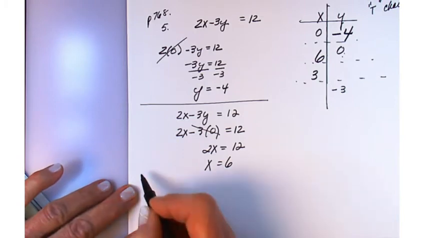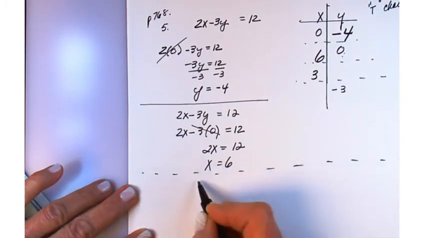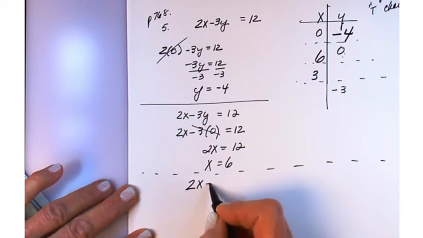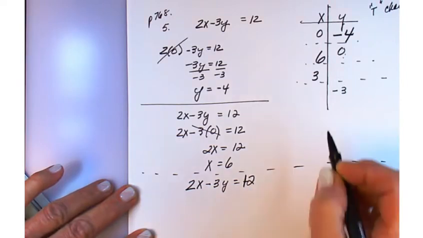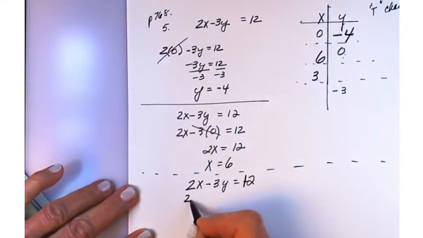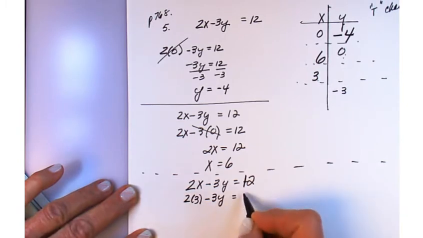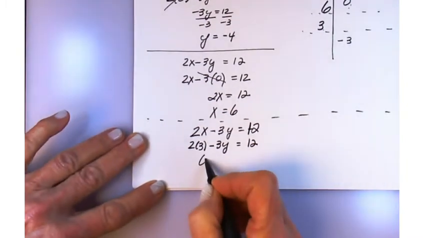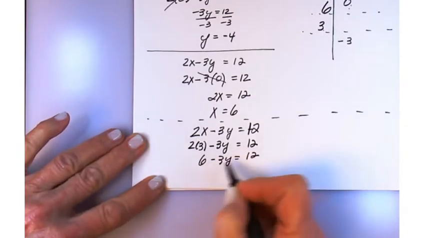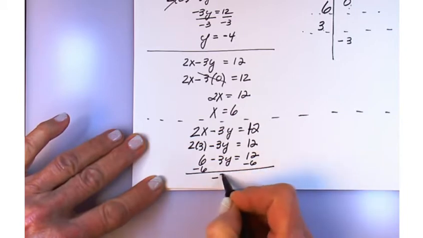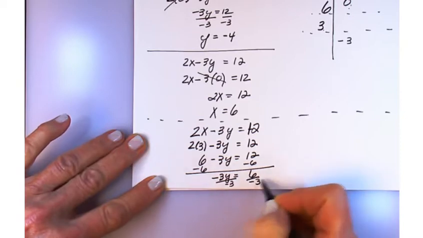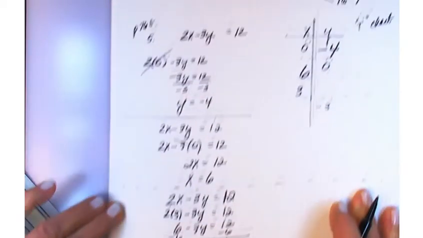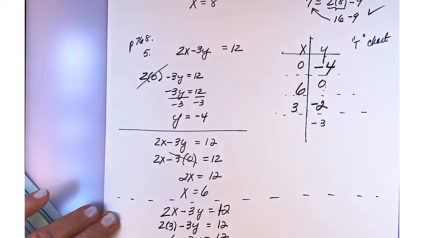So are you getting the gist of this? Not too difficult. That's why we did that whole section on evaluating, substituting in. Okay, we want to let x equal to 3. So I'm going to put in my 3. And that gives me 6 minus 3y equals 12. Subtract 6. Minus 3y equals positive 6. Divide each side by negative 3. And I get y equal to negative 2. And I'll put my negative 2 in right there.